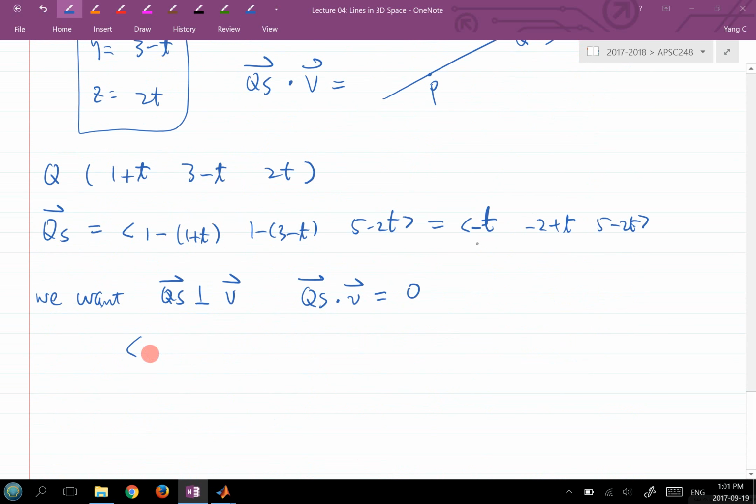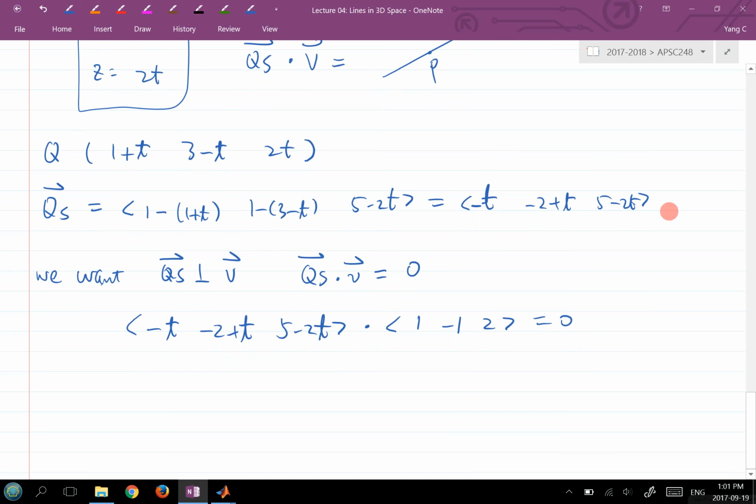So negative T at here, negative 2 plus T at here, 5 minus 2T, dot the V, and V here is 1, negative 1, 2, right? Yeah, 1, negative 1, 2. That equals 0. Okay. Carry out the dot product calculation. You get 12 minus 6T equal to 0. You end up with T equal to 2.